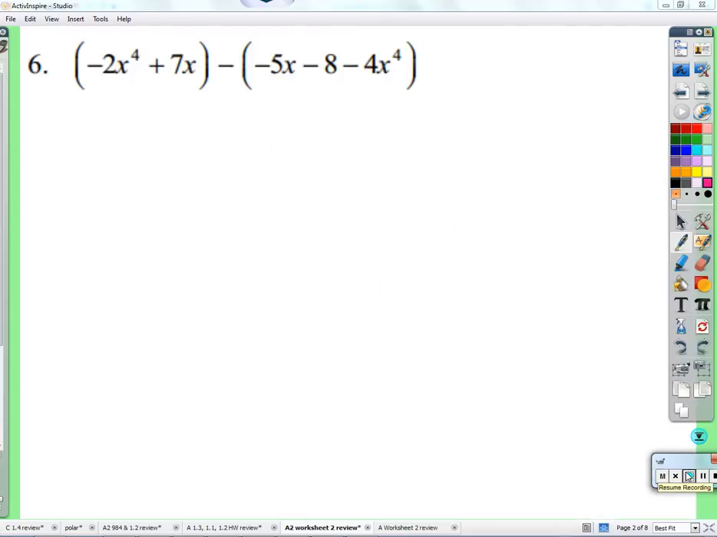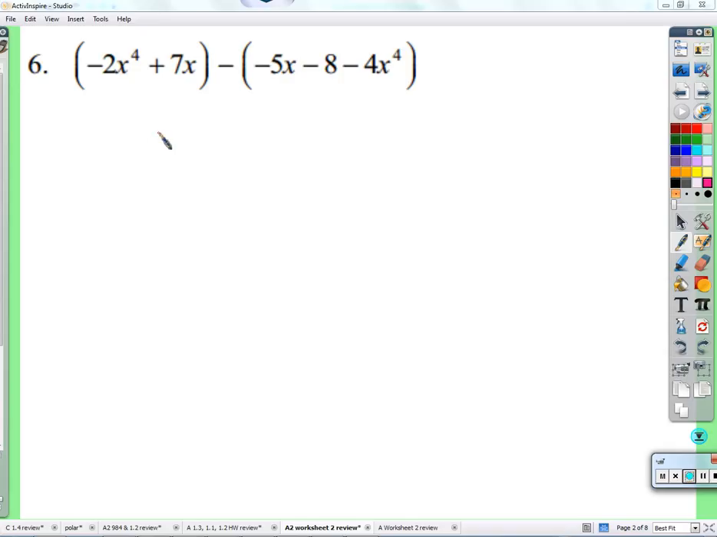Number six, we're just supposed to simplify this expression. When we think about PEMDAS, we think about parentheses first, and so we look at the parentheses. Is there really anything to do with these parentheses? No. Jethro, you say no?